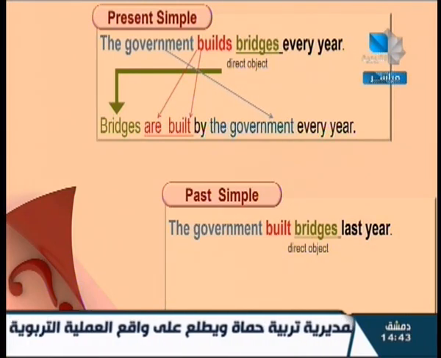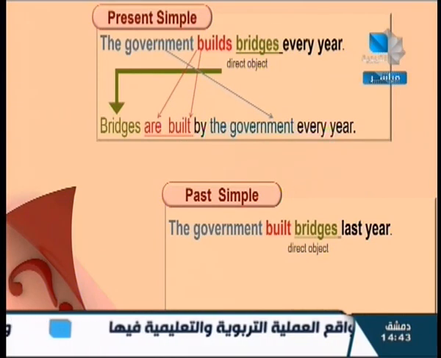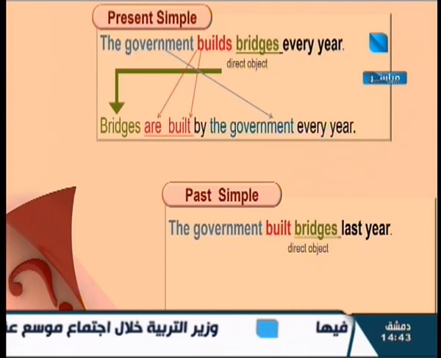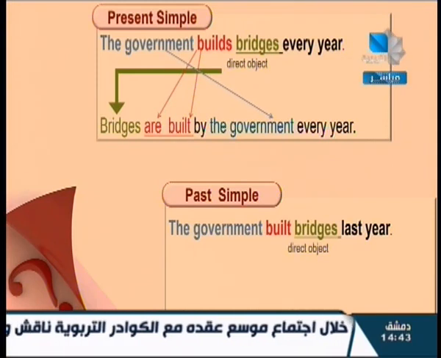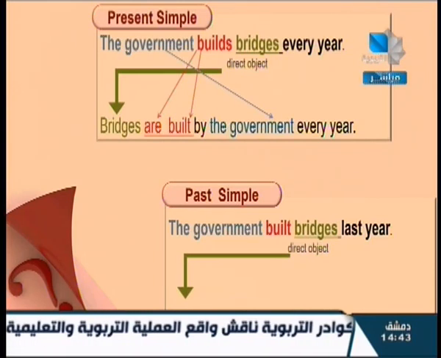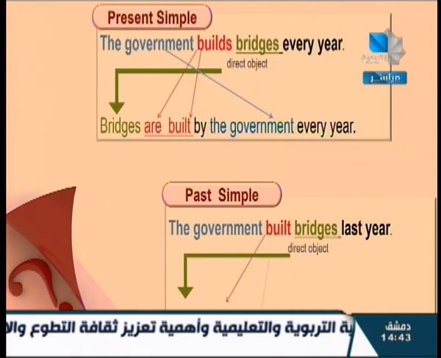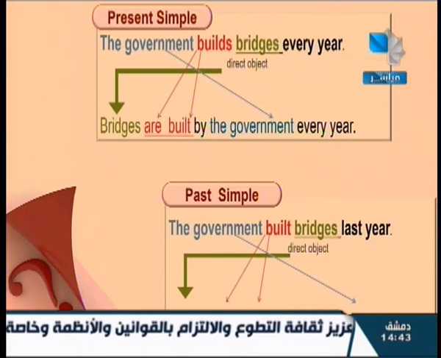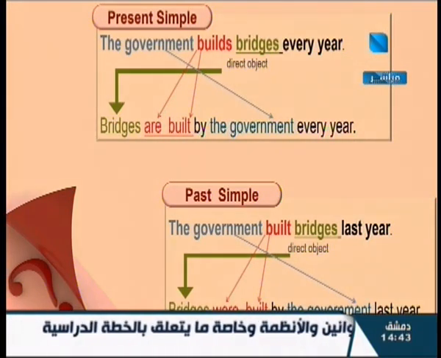The second one, past simple. The government built bridges last year. The same steps, of course. The object should be at the beginning. Built here is past. We add verb to be in the past, was or were, but because we have bridges, we have to use were. And the past participle is built, by the government. As we said, we put the subject after the preposition by, and the rest of the sentence here.